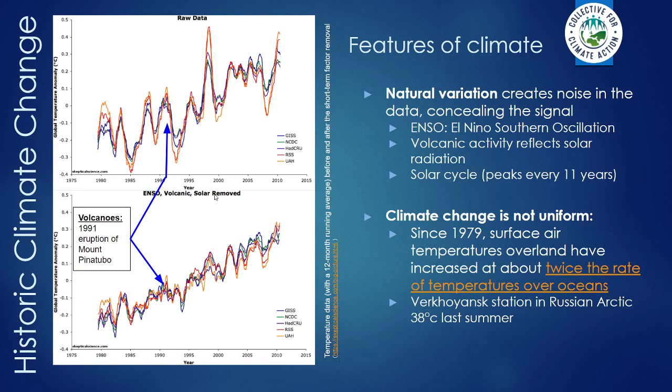And also we've got solar cycles, which run over 11-year timescales. They peak every 11 years. And so taking those three bits of natural variation out to confuse the data leaves us with a much clearer picture of what the warming trend actually is.